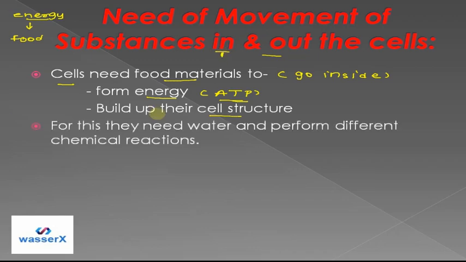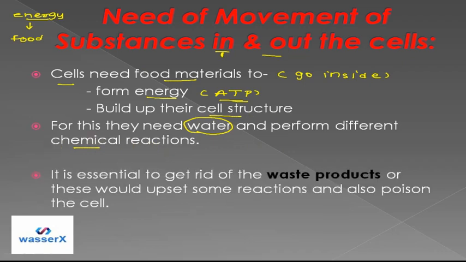Now, to perform all these processes, the cell will need water. We usually observe that while eating our meals, we also take liquid compounds, so that provides the water. All these cells require water, and in the presence of water and all the food materials, they perform different chemical reactions. By the performance of chemical reactions, some waste products are produced. Now, what are the waste products?